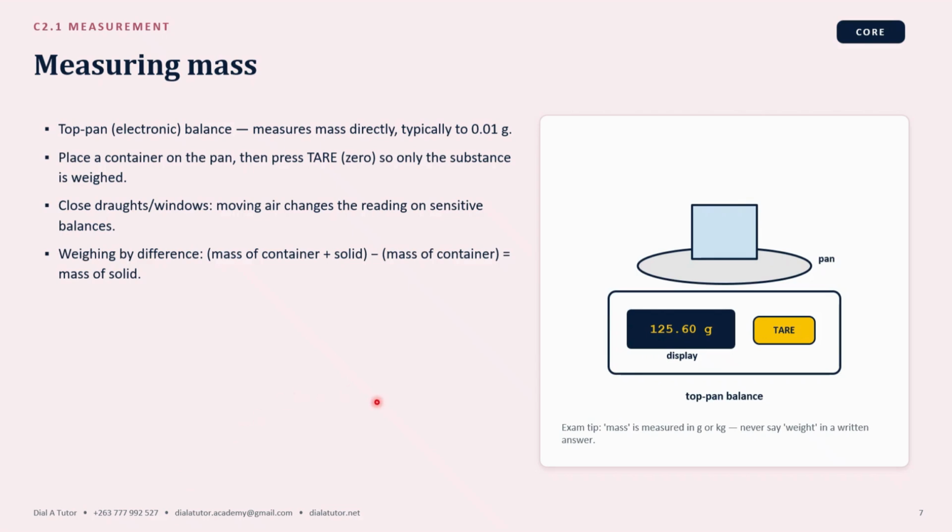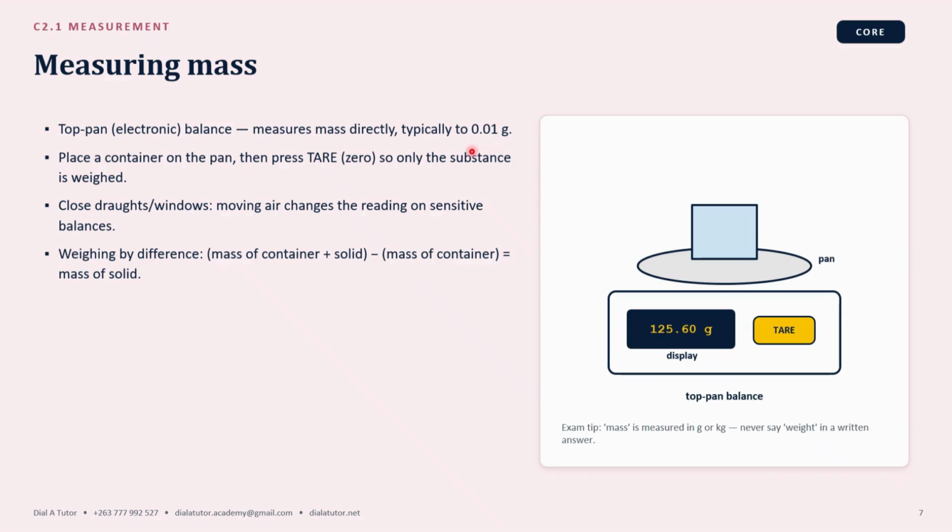Measuring mass. Now, before we proceed, mass comes from the top pan balance. We can obviously measure from a top pan balance. The skill examiners love is that they like introducing the zero error, whereby a balance has a reading already on it, and therefore you must be able to cancel that zero error. So let's have a look at what we need here. Top pan balance measures the mass directly, typically to 0.01 gram.